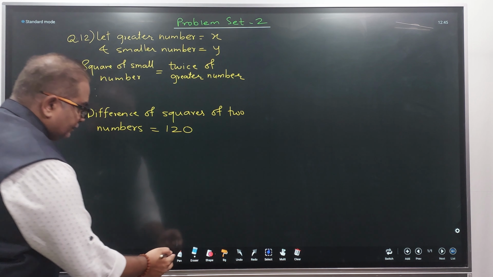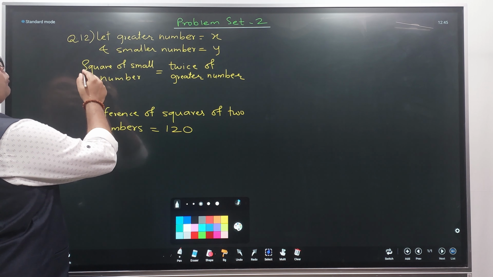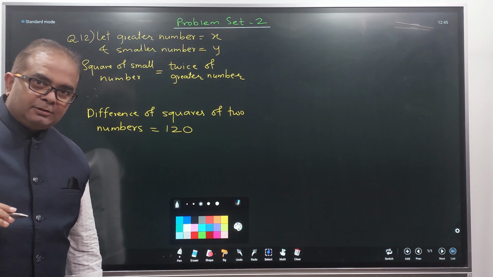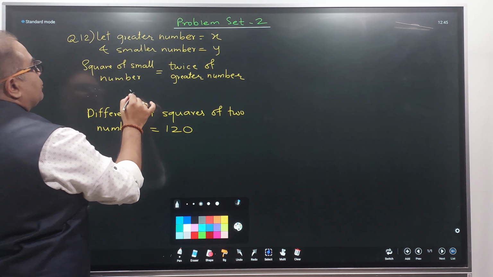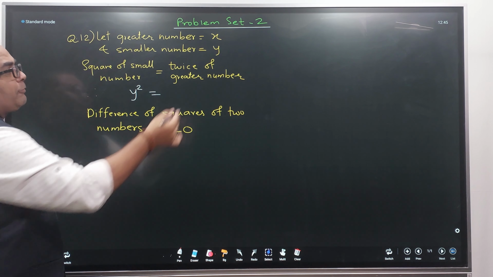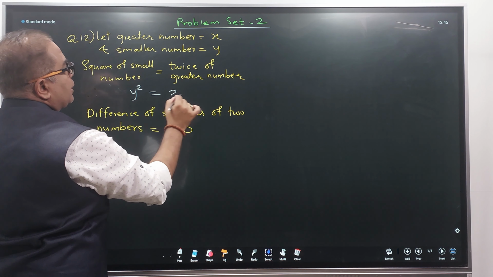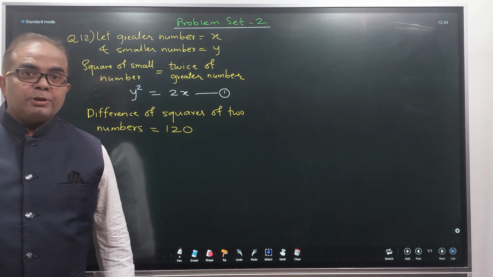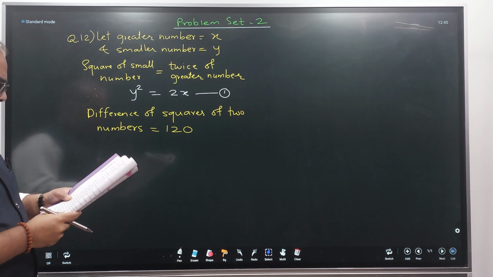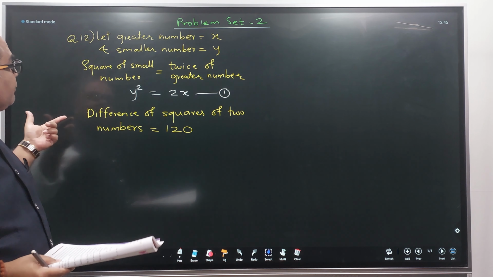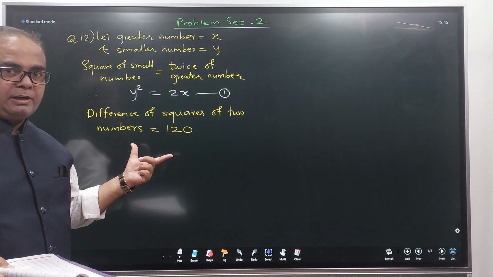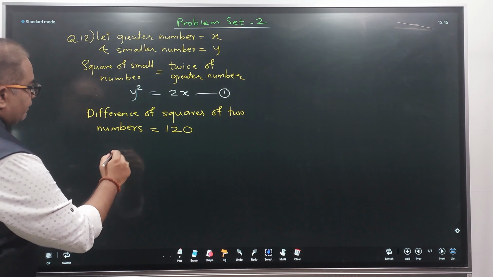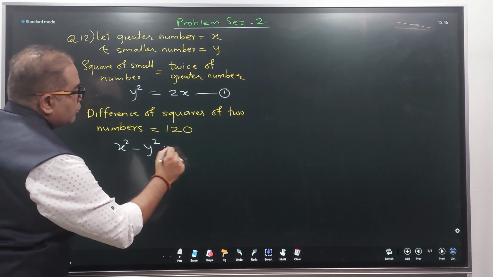Okay. So now see here. Square of the smaller number is twice the greater number. This is given. So square of smaller number, that means y square, is twice the greater number. Twice the greater number is 2x. I say this is statement number 1. Now the condition given is the difference between the squares of the two numbers is 120. Difference between squares means x square minus y square equals 120.